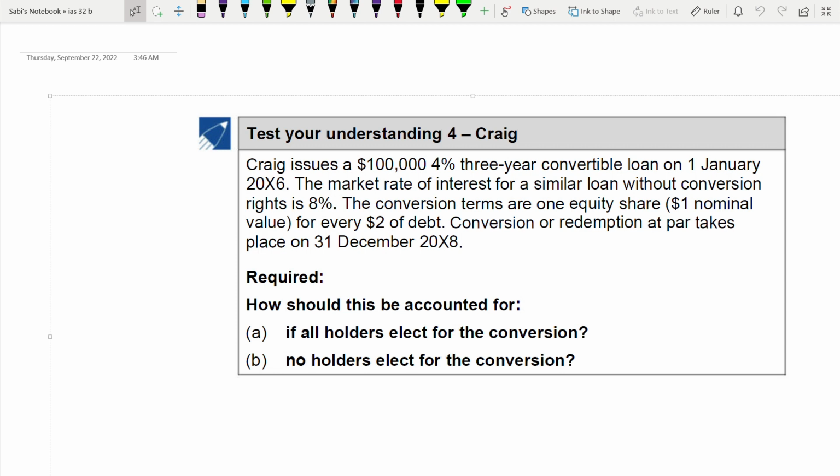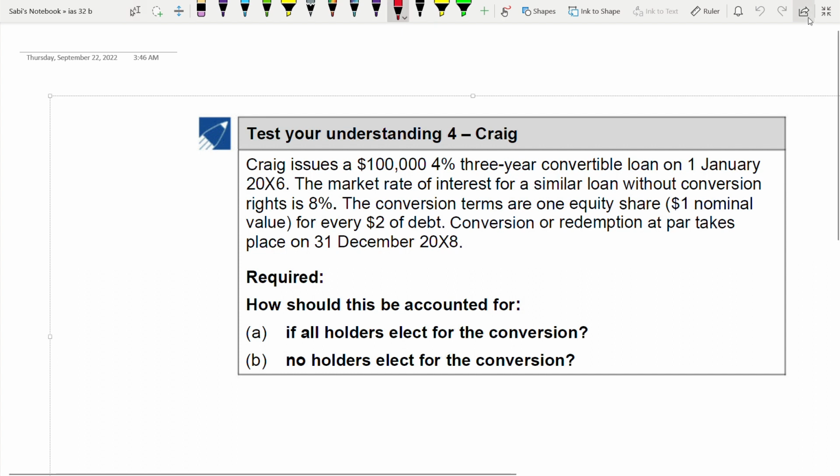Test your understanding 4. This is the last question for this lecture. Here you are given two situations. First one, where the holders elect for the conversion. Second, no holders elect for the conversion. So we'll see how the scenarios differ under these two.